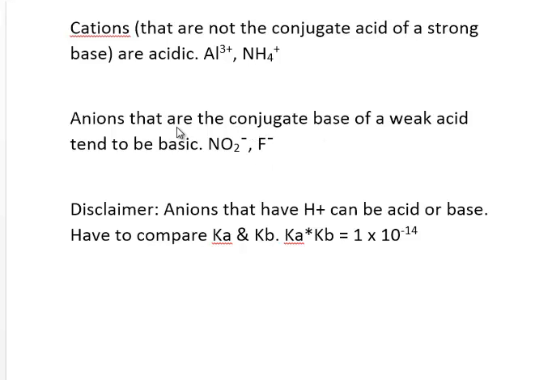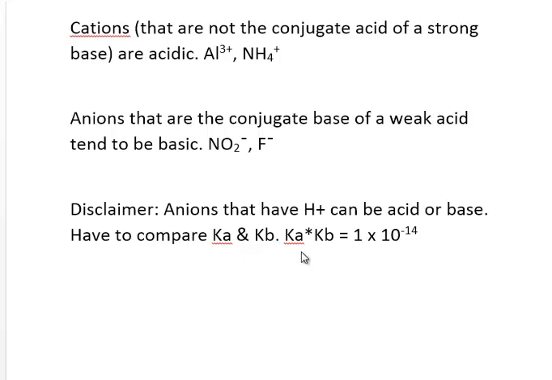And the reason I say they tend to be basic is if we have an anion that has an H+, then it can be an acid or a base. And so determining whether this anion that has a proton on it acts as an acid or a base, we've got to compare the Ka and the Kb of the acidic and basic properties. And we'll go through this in more detail so that will make more sense.